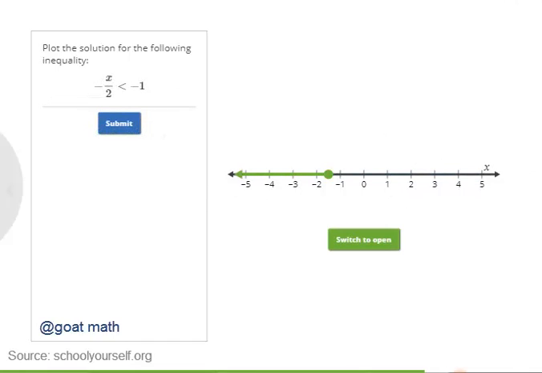Nicely done! You remembered to flip the sign when dividing by a negative, and you got x is less than or equal to negative 1.5. Next, try solving this inequality. Negative x over 2 is less than negative 1. This one you can solve by multiplying both sides by a negative number.